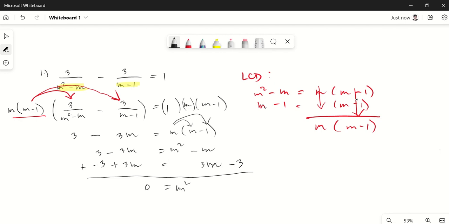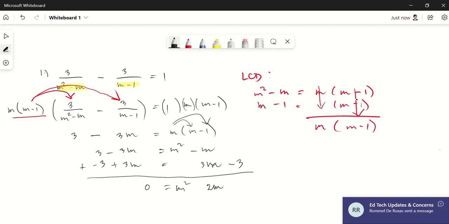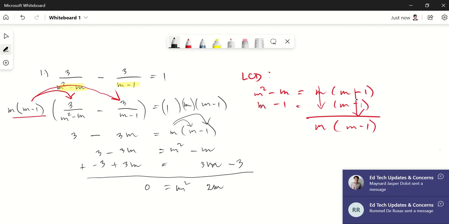Negative m added with the 3m, they have different signs. That means you need to subtract the absolute value of each term. So 3m minus m is 2m. And then you copy the sign of the larger absolute value, which is the 3m, so that would mean it should be positive. Now it's m squared plus 2m minus 3.